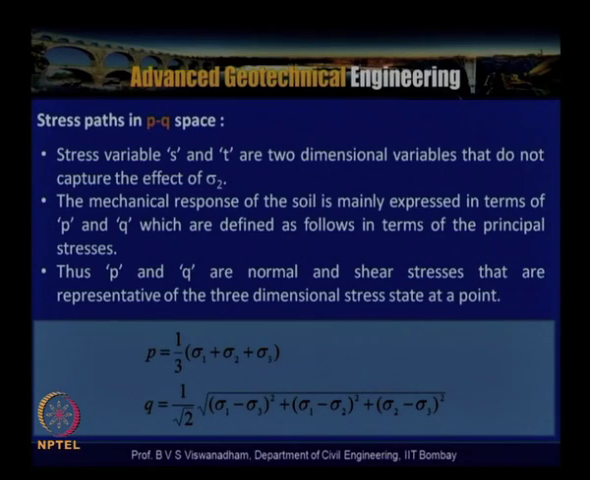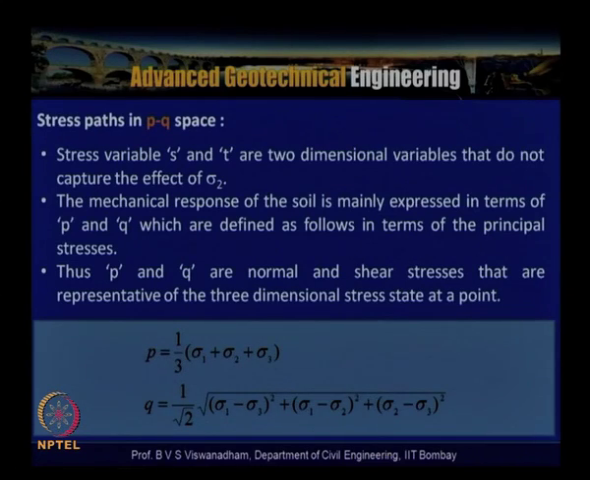For the stress paths in PQ space, the stress variables S and T are two dimensional variables that do not capture the effect of sigma 2, whereas the mechanical response of soil is mainly expressed in terms of P and Q, which are defined as follows in terms of principal stresses. P and Q take into account sigma 1, sigma 2, and sigma 3, and thus P and Q are normal and shear stresses that are representative of the three dimensional stress state at a point.